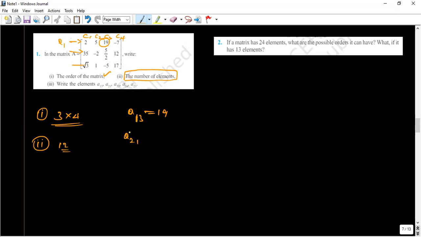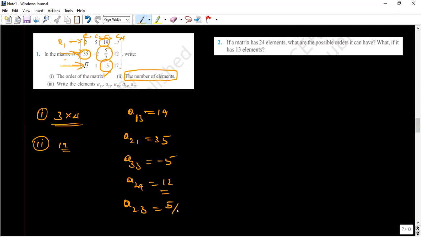What is A21? First number tells us about the row. Second row, first column. Second row, first column is 35. Then they are asking A33. What is A33? A33 means third row, third column. It is -5. Then the last one is A24. Second row, fourth column. It is 12. A23. Second row, third column. It is 5 by 2. So like that we can find out the position of an element very easily.